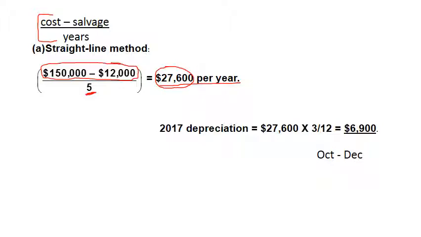Now, in year one, 2017 is what they asked for. We only owned it from October to December. So 3/12 of the annual depreciation would be the depreciation expense. The journal entry for this would be a debit to depreciation expense and a credit to accumulated depreciation.